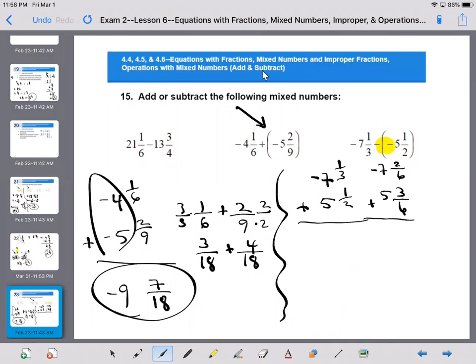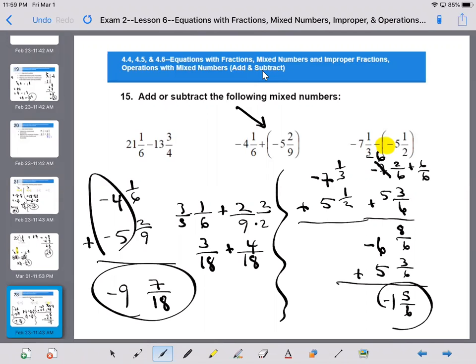So I'm going to take one whole amount, and that whole would be 6/6. So I'm going to have -6 and 8/6 and 5 and 3/6. So 8/6 take away 3/6 would be 5/6. -6 plus 5 would be -1. So -1 and 5/6 for this one.